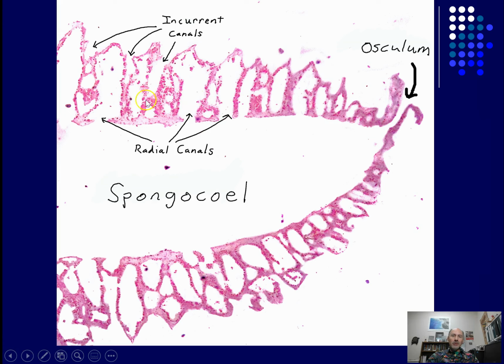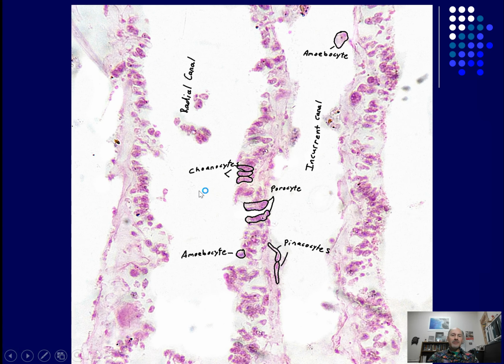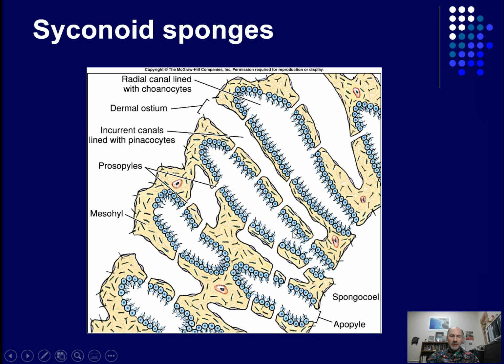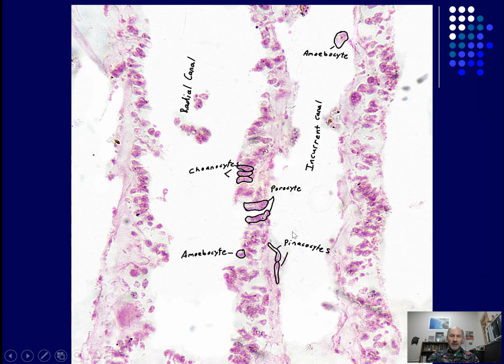All right, so what we're going to do is take a little bit of a closer look at these in-current and radial canals so we can better see some of the different types of sponge cells. I've kind of enhanced this picture a little bit. Just went in with a marker and tried to highlight some of these things to make it a little bit easier for you to know what you're looking at as you examine.